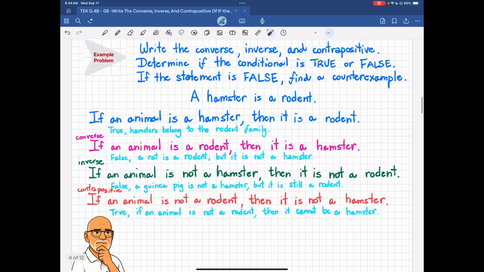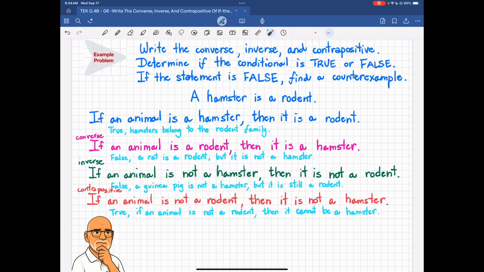So what we're going to do is look at this and determine the truth value of the statement: if an animal is not a rodent, then it is not a hamster. So let's think through this. If an animal's not a rodent, then it cannot be a hamster because a hamster is part of the rodent family. So this becomes a true statement.